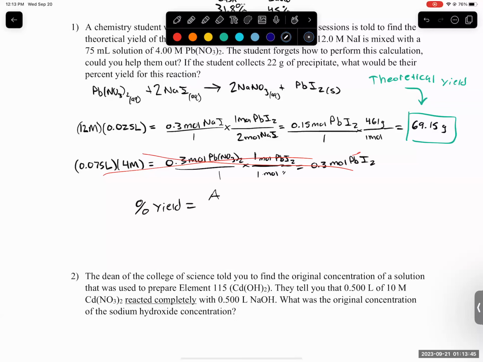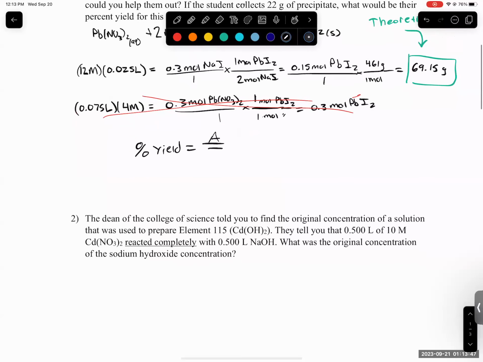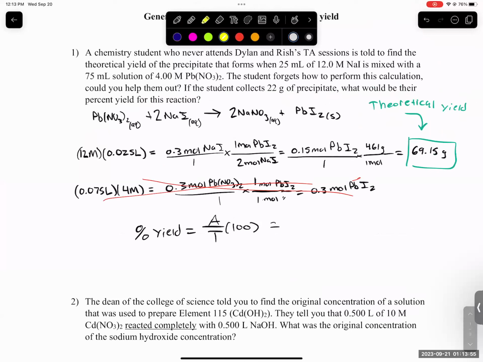is our actual yield over theoretical times 100. They told us the actual was 22 grams, as seen over here. So that's what we're getting that from, 22 grams divided by 69.15 grams times 100. And this is the moment of truth to see if Pat had his money.